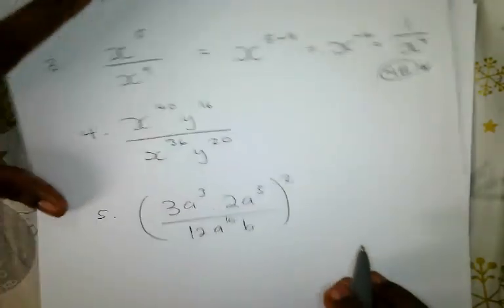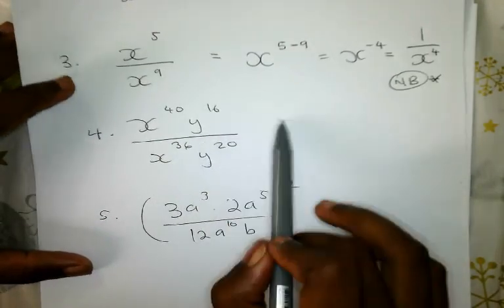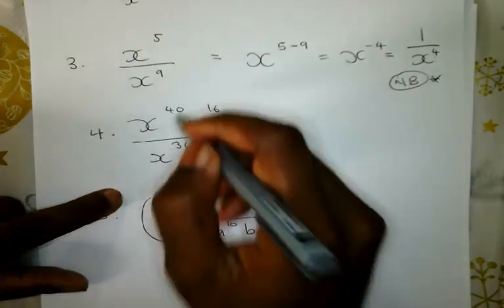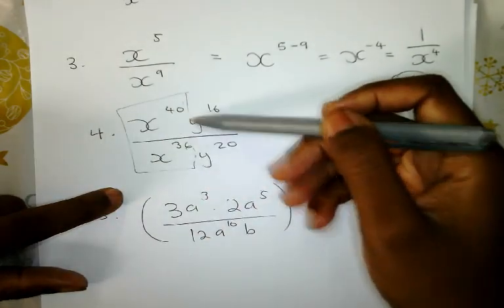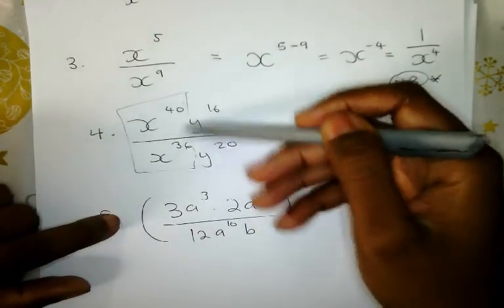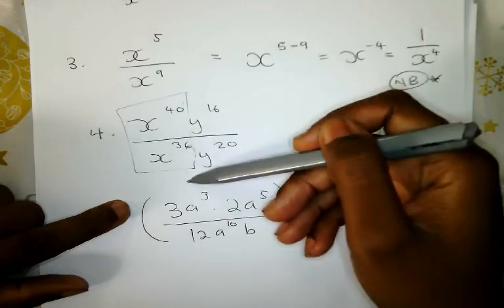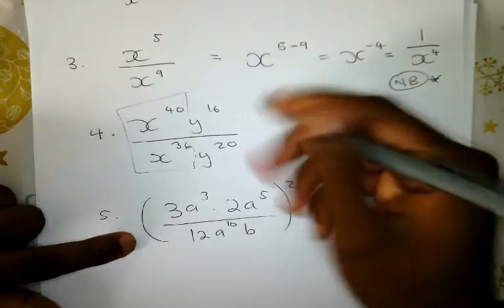Number 4, we are given this. So we're going to look at the bases that are the same. So these two, the bases are the same. So are we dividing? Are we multiplying? We are dividing. So if we are dividing according to the laws of exponents, what are we going to do? Subtract. These two bases are also the same. So I'm going to subtract also.